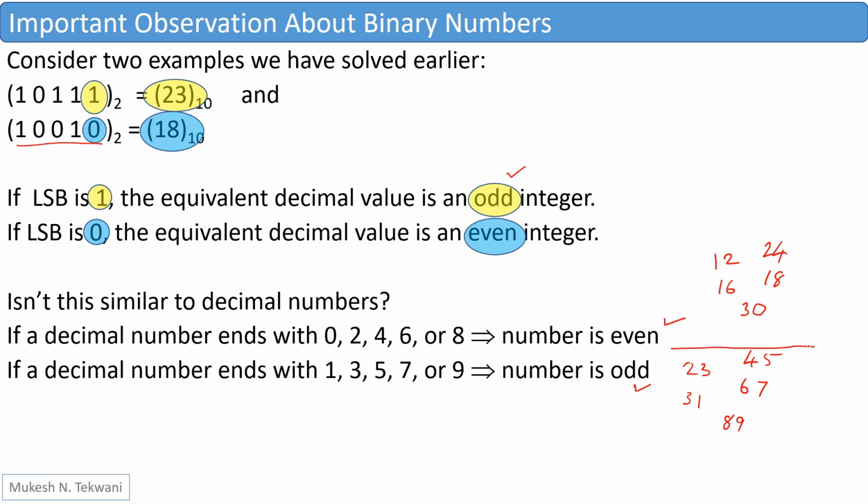So in a similar way, the important result is: binary numbers in which the least significant bit is 1, we say that the equivalent decimal value will be an odd integer. And if the binary number has the least significant bit as 0, then we'll say that the equivalent decimal value is an even integer. Now this result is important and it can sometimes be used to check our answer when we convert from binary to decimal or from decimal to binary.